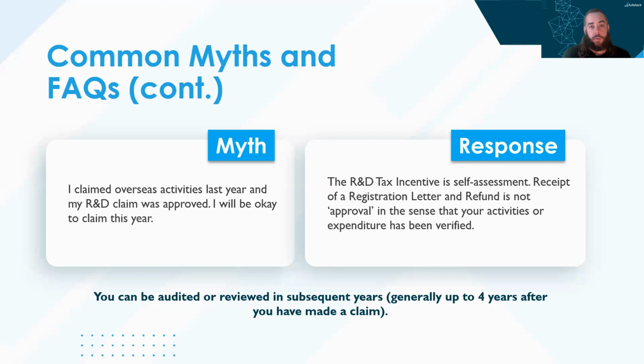So even though something slipped through the cracks in year 1 or year 2 or even year 3, that doesn't necessarily mean that it is eligible or that it won't be reviewed, or potentially you might have to pay back money further down the track if they find out that you've incorrectly claimed.